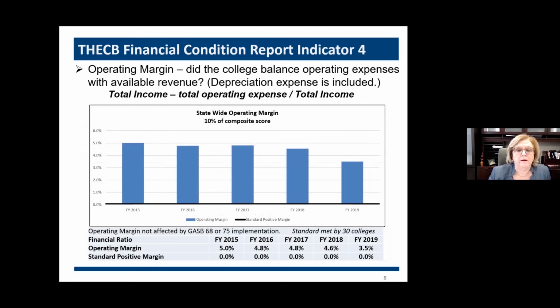Again, the standard is looking for a 0, meaning that you do not have more expenses than you have revenues. Operating margin that was actually experienced statewide started at 5% in 2015, and this one actually trended downward to 3.5% in 2019. And in that latest year, the standard was met by 30 colleges. And so this is a good example of why you have to be careful with ratios.